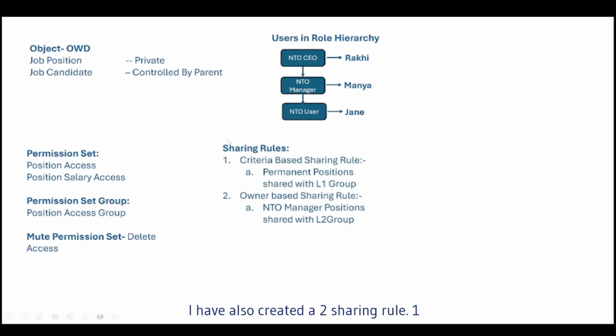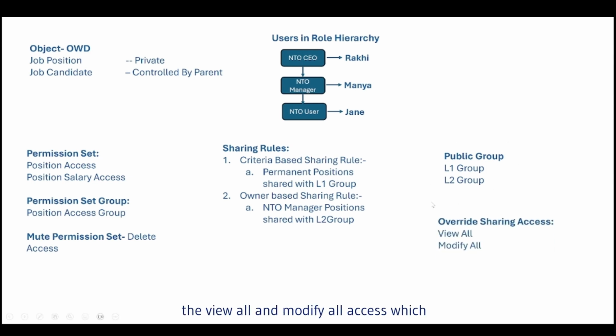I have also created two sharing rules. One is a criteria based sharing rule to share the permanent position records with the L1 group. Another is an owner based sharing rule to share the records created by the NTO manager role users with the L2 group. And these are the two public groups, L1 and L2, that I have created for this session. And also we will cover the view all and modify all access, which override the sharing which we have applied here.